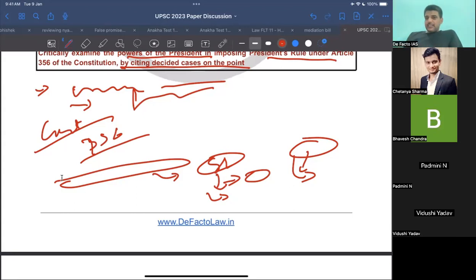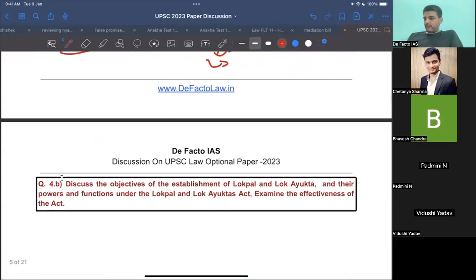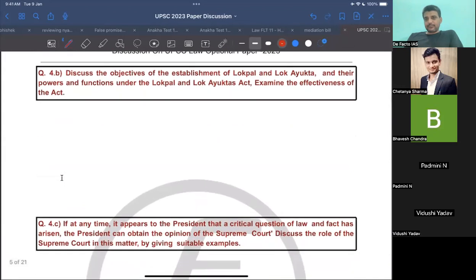Okay. Chaliye, let us come to 4B now. Discuss the objective and establishment of Lokpal and Lokayukta and their power and function. Every time there is the same question. Lokpal, Lokayukta, power, function, right? Every time. There is no other question. Sometimes they ask you to critically evaluate their functioning, effectiveness.